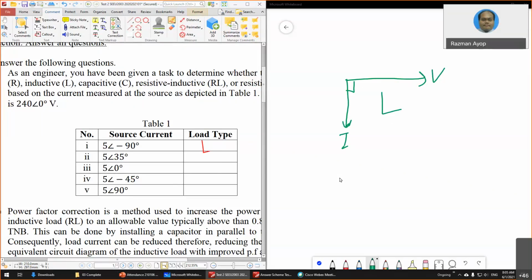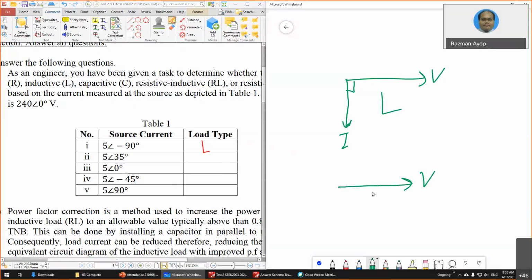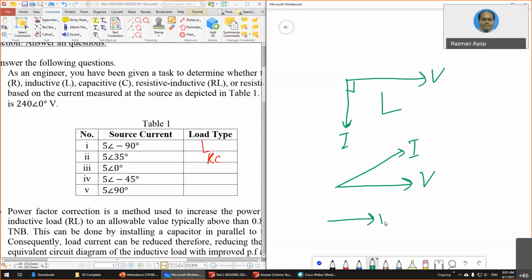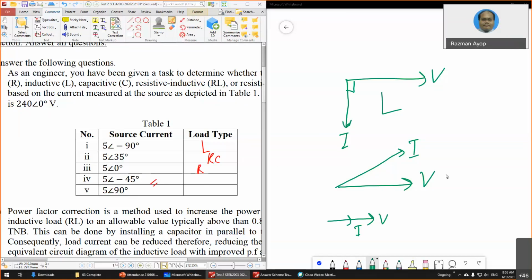Then the second one is, this is V, and then this is I. So it is between positive 90 to 0. So this means that it is an RC load. And then the third one is, this is V, and then this is I. So it is in phase. It means that it is R.